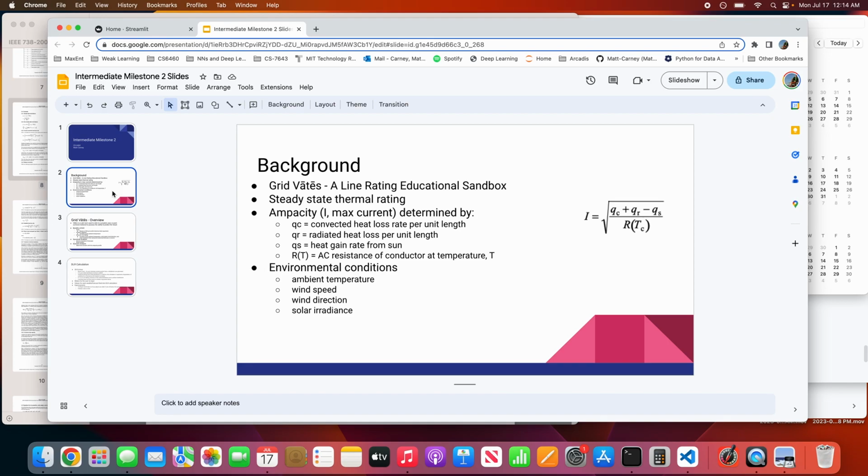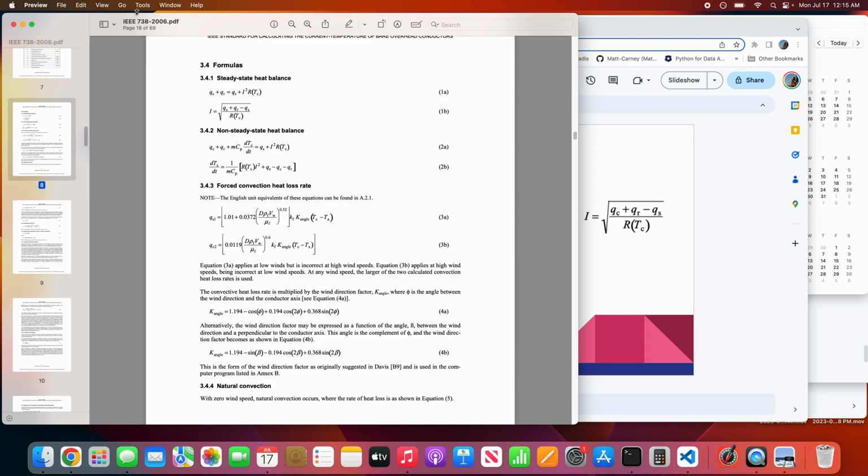So there's lots of different considerations for the safe operation of the grid, but one of them is the steady state thermal rating. Essentially, there's a maximum temperature that the conductor cannot exceed, and then you calculate the ampacity, which is the max current, determined by these variables right here. So the convected heat loss per unit length, radiated heat loss per unit length, heat gain rate from the sun, and the AC resistance of the conductor at that set temperature. And this equation is governed by the IEEE 738.